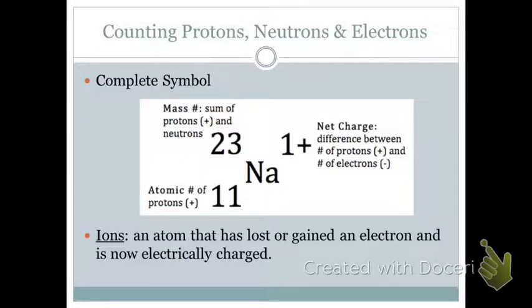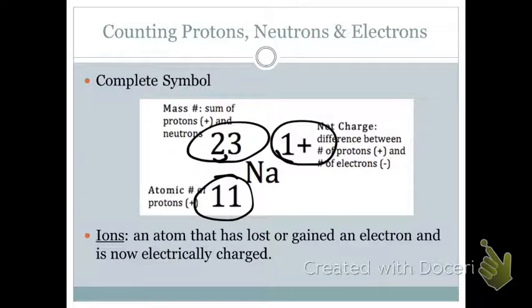A complete symbol can be confusing for students because instead of the atomic number being on the top, like it is on the periodic table, it's actually on the bottom. Atomic number goes on the bottom, mass number goes on the top, both on the left-hand side, and then if there's a charge, it goes on the upper right.